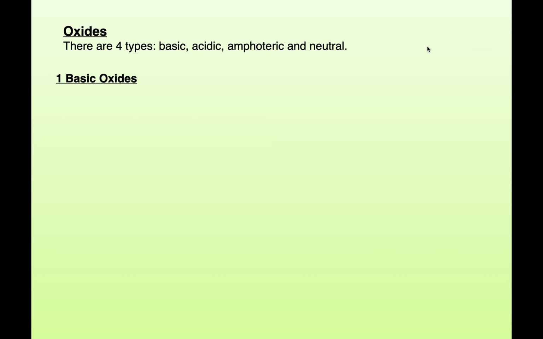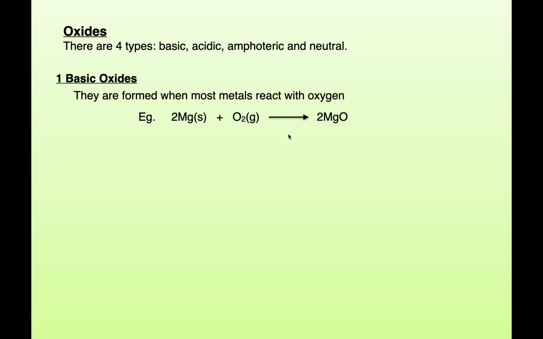Basic oxides, we've come across them before, haven't we? They're formed when metals react with oxygen. So this is called direct combination. Magnesium, for example, reacts with oxygen. It burns with a very bright white light, doesn't it? Very intense, to make magnesium oxide.